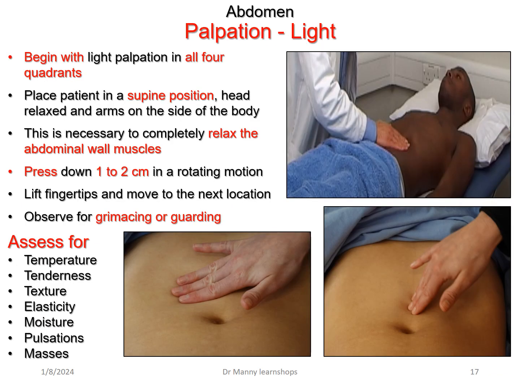When it comes to palpation of the abdomen, you begin with light palpation in all 4 quadrants. The patient is placed in a supine position with the head relaxed and the arms by the side, and the patient's knees can be slightly bent, being supported by a pillow. But the abdominal muscles need to be relaxed. You press down 1 to 2 centimetres in a rotation motion. You lift the fingertips and you move to each of the 4 quadrants.